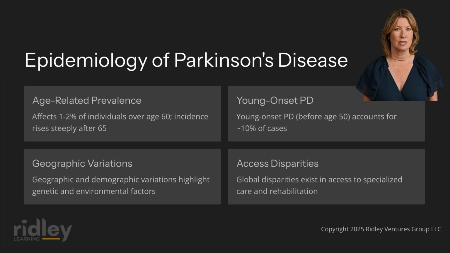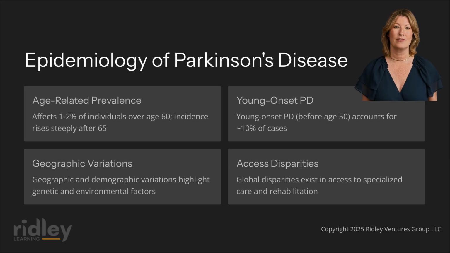The epidemiological landscape of Parkinson's disease continues to evolve, with prevalence rates increasing as populations age and diagnostic capabilities improve. Current estimates suggest that Parkinson's disease affects approximately 1 to 2% of individuals over age 60, with incidence rates rising steeply after age 65. Young-onset Parkinson's disease, defined as symptom onset before age 50, accounts for approximately 10% of cases and presents unique challenges related to employment, family responsibilities, and the prolonged disease trajectory these individuals face.